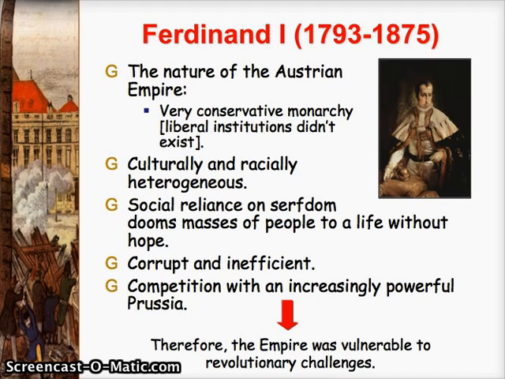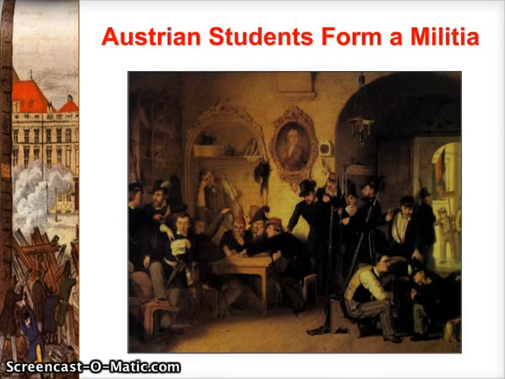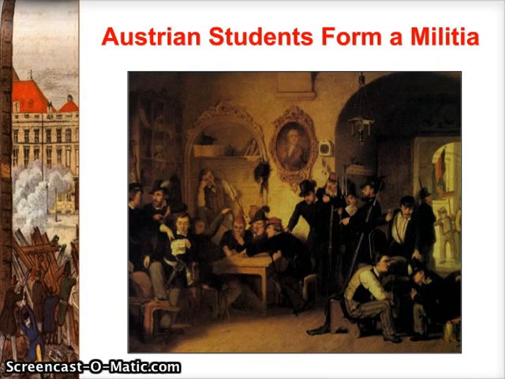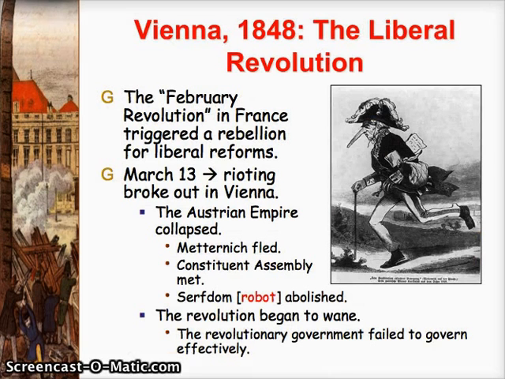Okay, so again, one of the most predominant groups that likes to protest against the government are the younger people. So this is just a painting of Austrian students trying to form a militia against the government. One of the first revolutions that we need to discuss is one that takes place in Vienna. Okay, so again, this is very much inspired by the February Revolution in France. Again, the idea that France sneezed and Austria caught a cold.